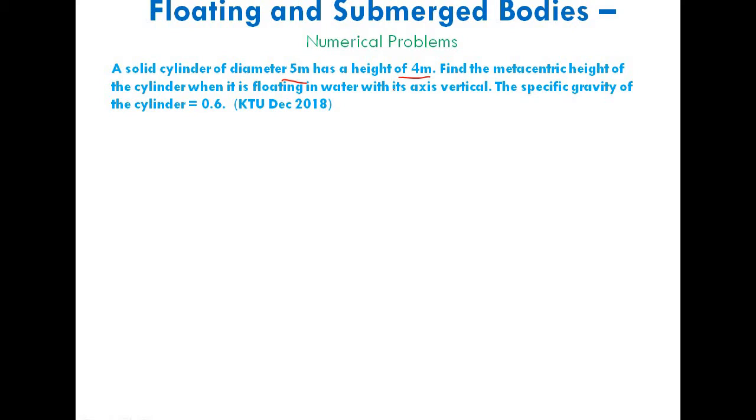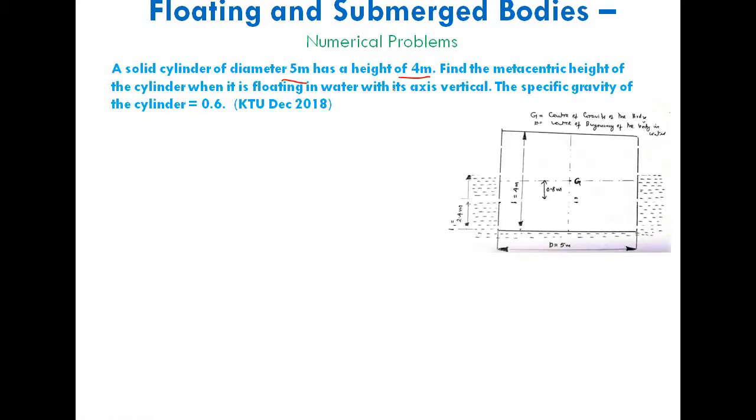So you have got a solid cylinder. Height is given as 4 meters. So it is floating in water. Okay. So we don't know what is the height of that floating body in water. That we have to find out. And also we need to find out the metacentric height. So we know the equation for the metacentric height. So first of all, we will sketch the arrangement.